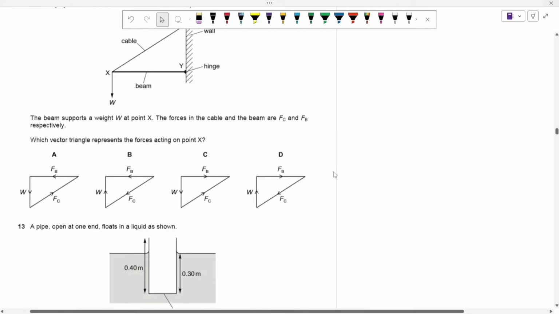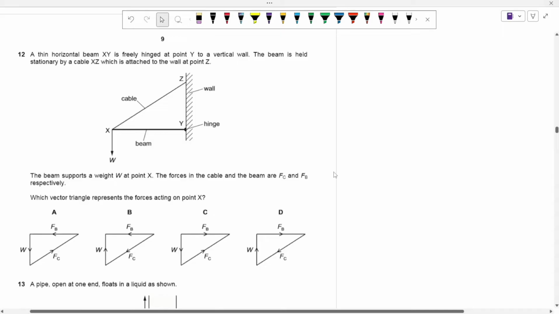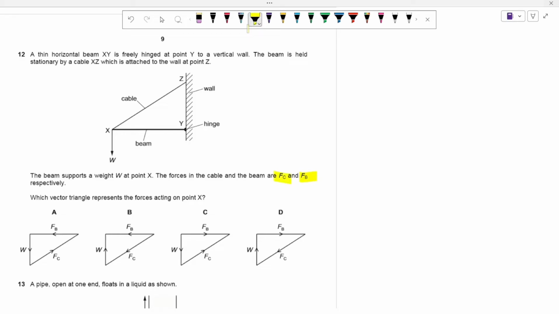Question 12. A thin horizontal beam XY is freely hinged at point Y to a vertical wall. The beam is held stationary by a cable XZ, which is attached to the wall at point Z. The beam supports a weight W at point X, and we're given the forces FC and FB. Then we've been asked which vector triangle represents the forces acting on point X. So we are at point X, and we want to find the vector triangle.